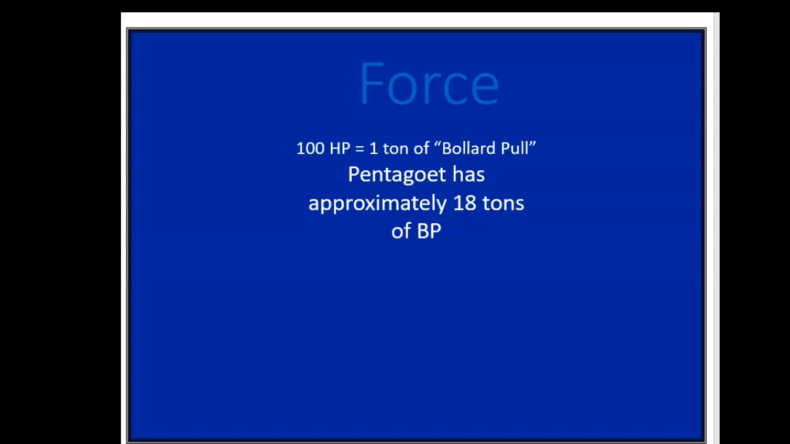So when it comes to force, and we've used this term, 100 horsepower equals 1 ton of bollard pull. We talked about that last class. That was on the test. Okay, roger that. We good. We got it. All right, the Pentagoet, our tugboat, delivers 18 tons of work. In other words, we would say in the business, 18 tons of bollard pull, BP. But you could also think of that, by the way, as bollard push. It's just the work that the Pentagoet can do.